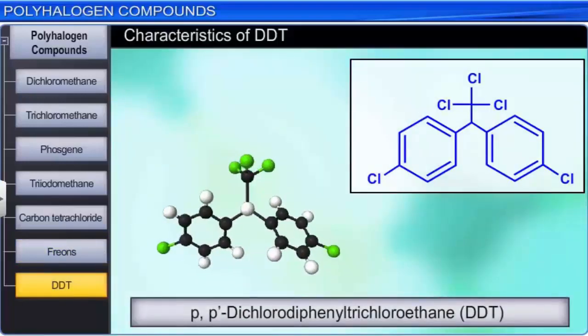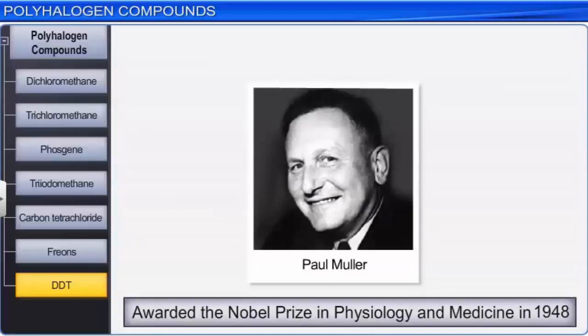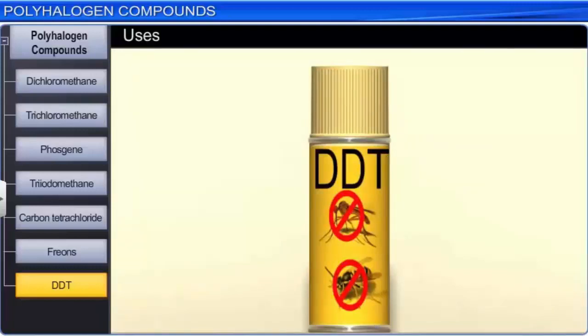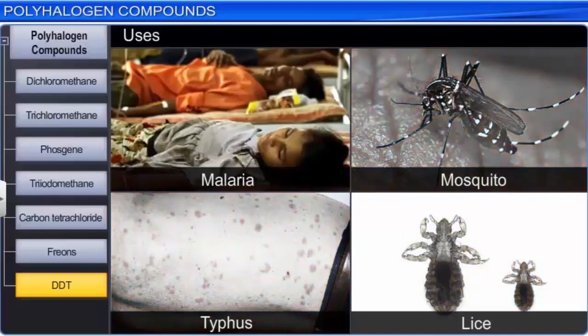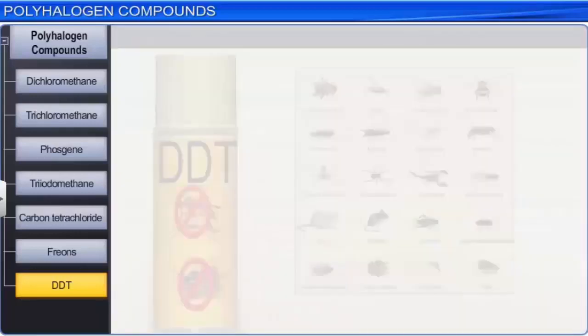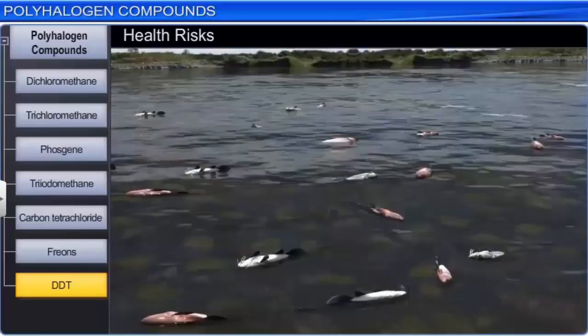The final compound that we'll discuss is known as DDT. Paul Mueller was awarded the Nobel Prize in Physiology and Medicine in 1948 for his discovery that DDT could be used as an insecticide. DDT has been used to prevent insect-transmitted human diseases such as malaria, spread by mosquitoes, and typhus, spread by lice. However, many insect species develop resistance to DDT, limiting its effectiveness. DDT is toxic to many species of fish.